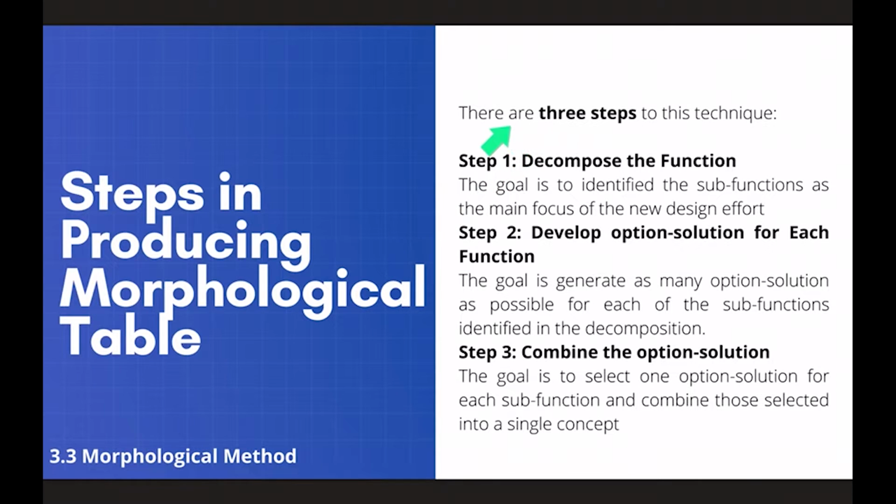There are 3 steps to produce the morphological table. The first step is to decompose the function, where the goal is to identify the sub-functions as the main focus of the new design effort. This is the reason why we need to do the functional decomposition of a product, because we need to identify the sub-functions, which will be used in the morphological table.